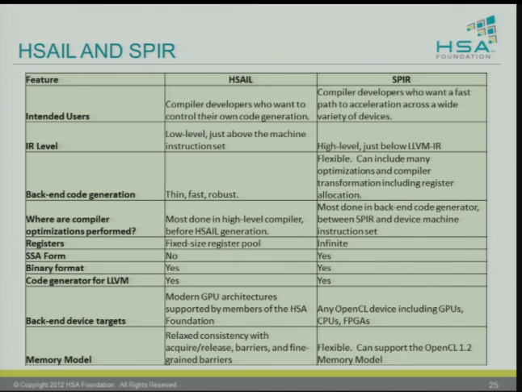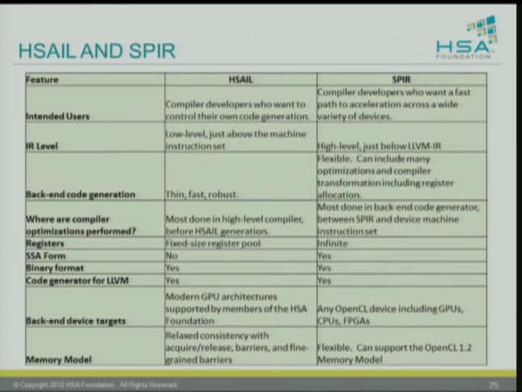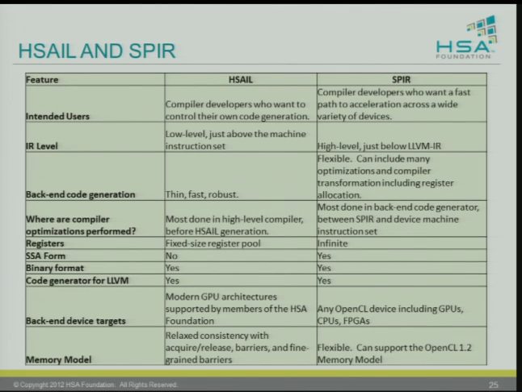Some of the key differences: if we look at the intended users, HSAIL is really targeted at compiler vendors who want to control the whole compilation stack. Because you're so close to the final hardware, you can do your own register allocation, you can do your own optimizations. It really gives the compiler a lot of control over the code that's generated. SPIR is a quicker target because it comes right out of LLVM, so you can get up and running faster. And there's also a wider variety of hardware that's addressed by SPIR. SPIR, because it's higher level, has code generators for FPGAs, for example. That's not really a target for HSAIL.